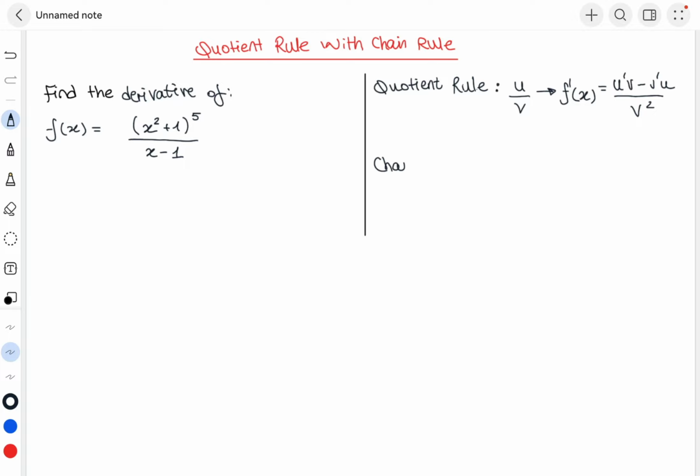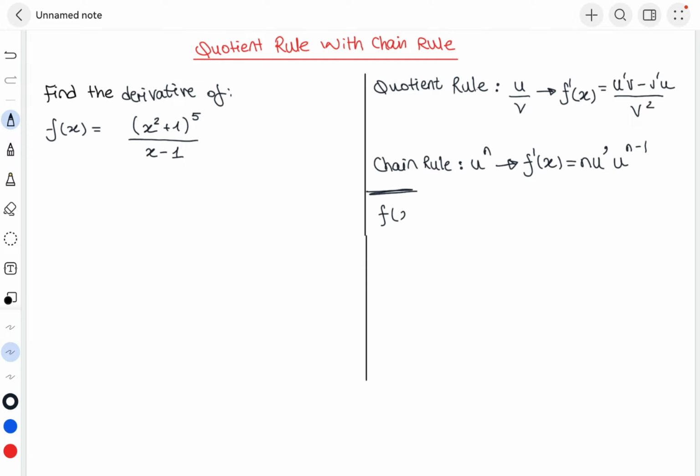For the chain rule, you would have a function denoted by u to the power of n, n being any natural number. Its derivative, f prime of x, is the power itself, the derivative of the function, and then the function to the power of n minus 1. Let's do some small examples of quotient rule and chain rule before we move on to both of them combined.